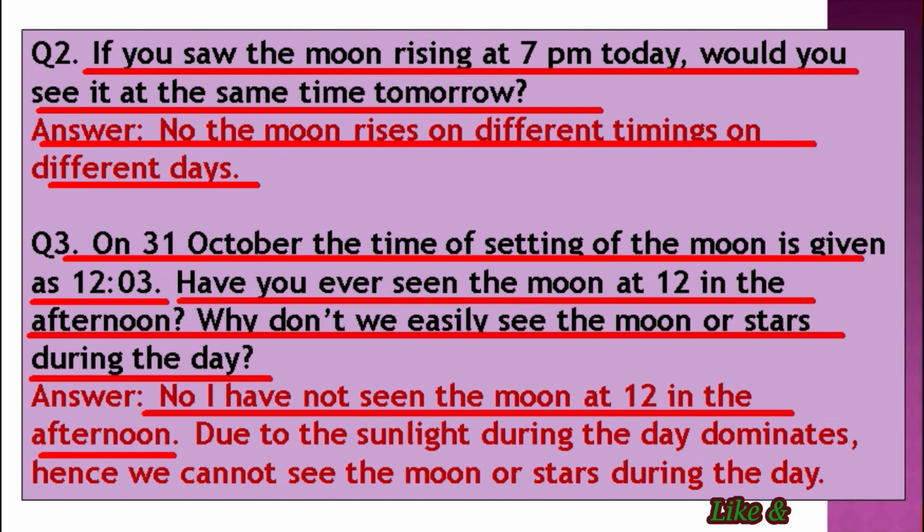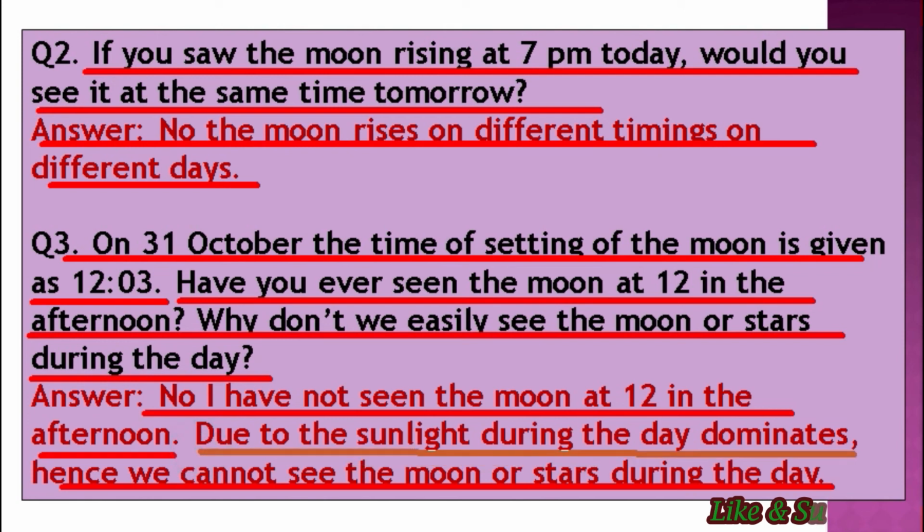Now students, you have to answer why we don't easily see the moon or stars during the day. Students, we cannot see the moon or stars during the day because of the sunlight. During the daytime the sunlight dominates the day, and that's why we cannot see the moon or stars during the day.